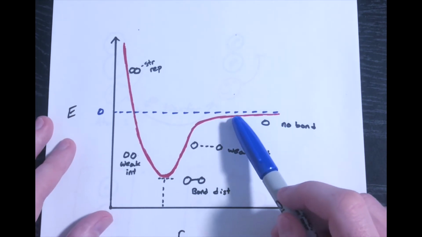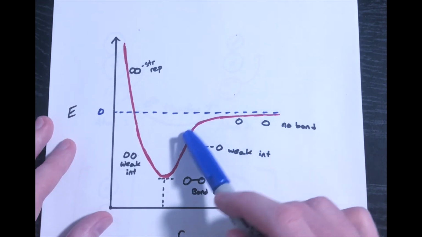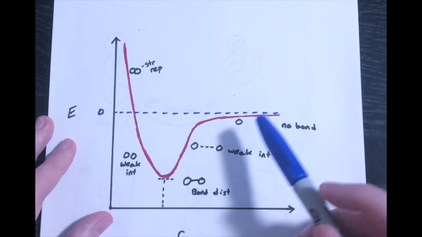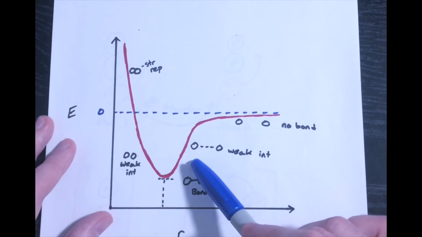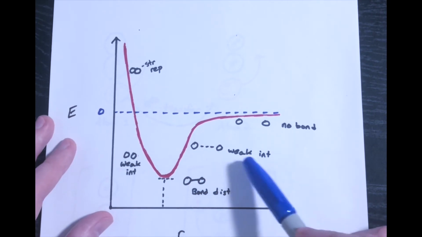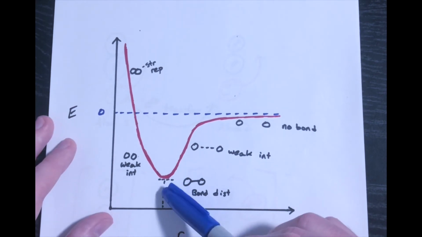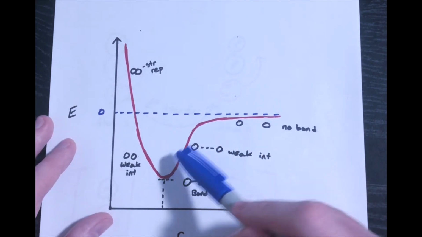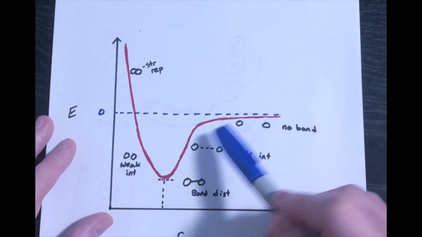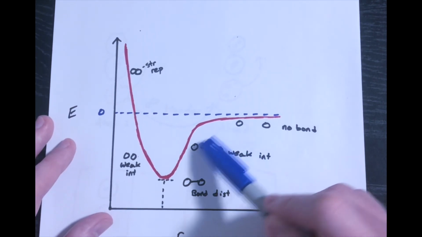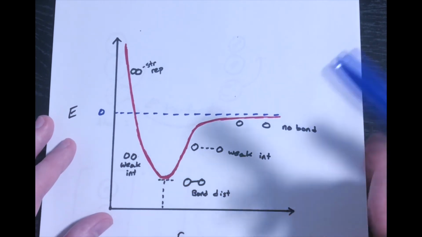As r gets a little bit smaller, away from infinity, we start to have the attractive forces that I talked about earlier. These attractive forces will start to cause some kind of weak interaction that we don't necessarily call a bond yet, because it's not the minimum energy state, but it is starting to decrease. And again, the energy difference between this state and this state must be the same, or must be released to cause the same overall energy.